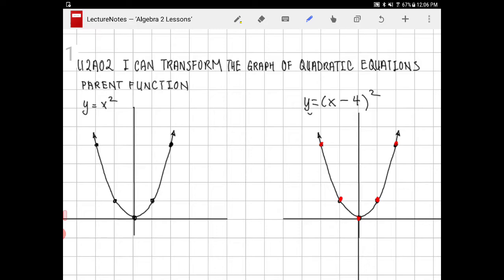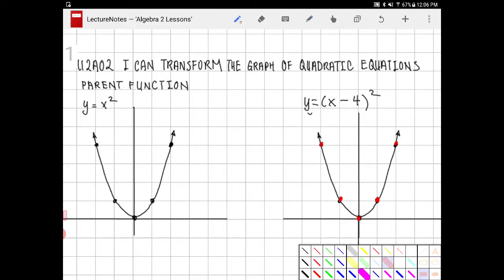Alright, so there's something called a parent function, and you're going to see me use this terminology again and again throughout this course, because we are going to be performing very similar operations to other kinds of parent functions. So for instance, what exactly is a parent function here? So this guy right here is a parent function for quadratic equations. What do you think this is going to be?